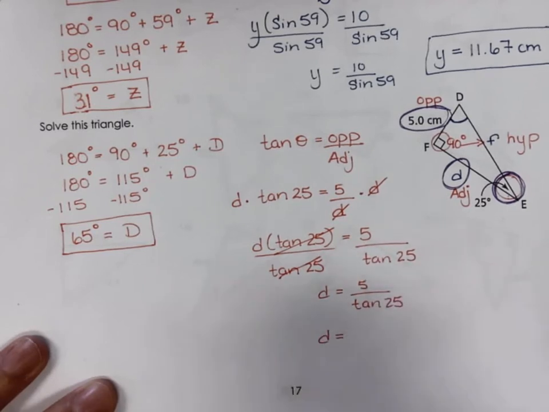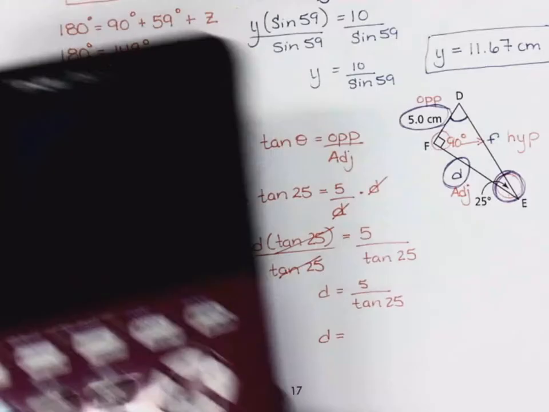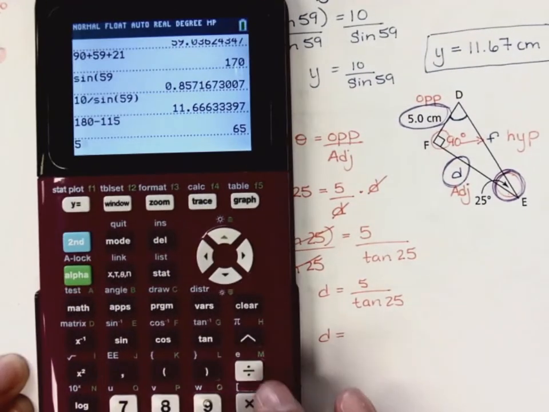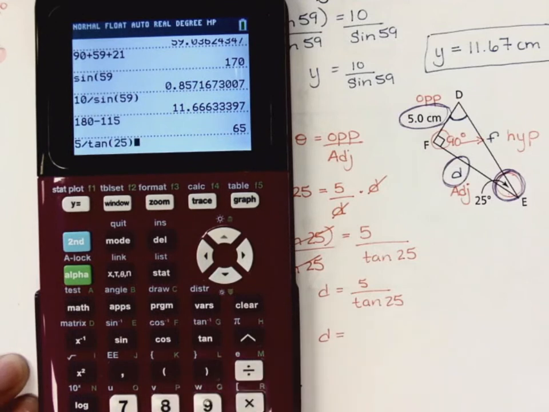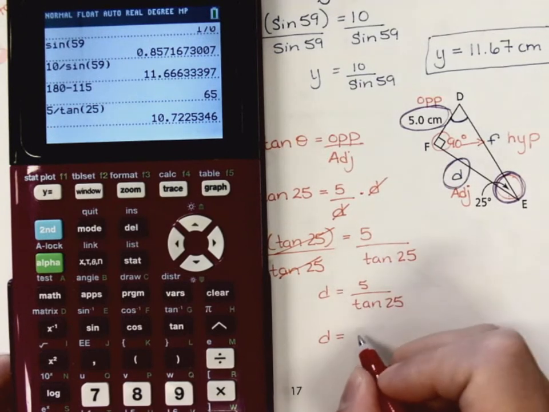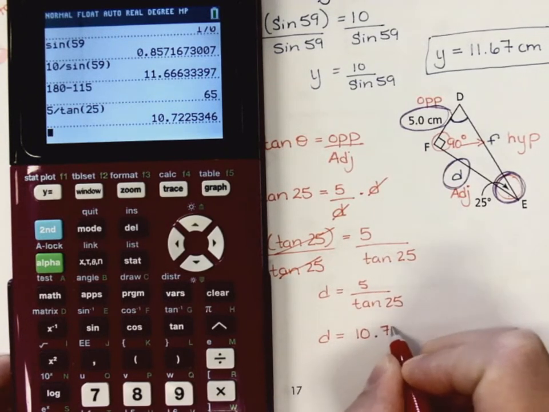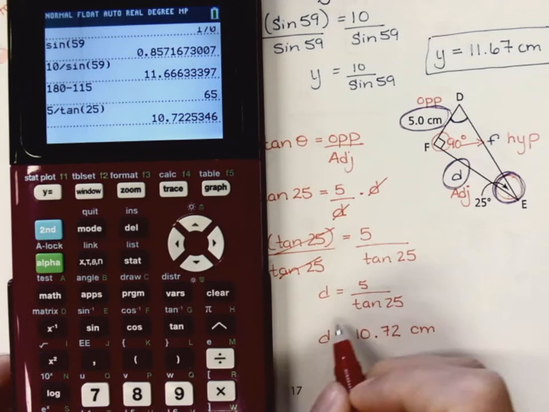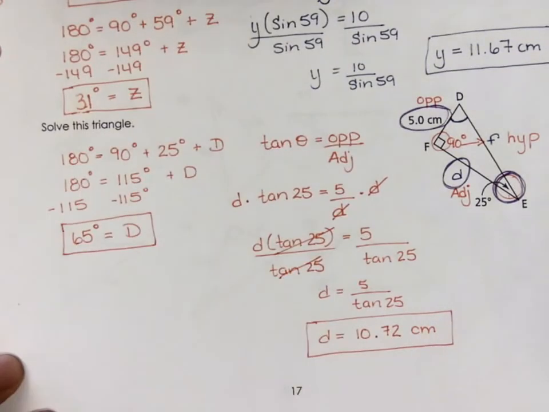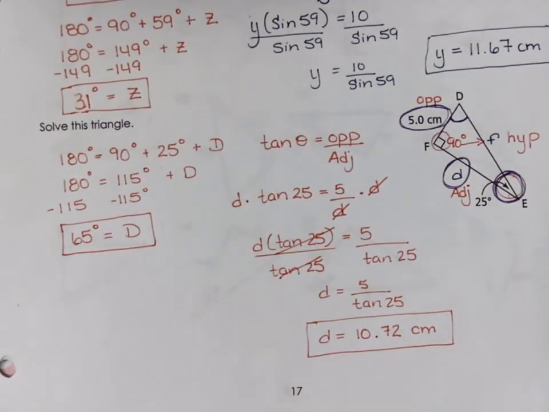So again, my calculator can do this all at once. So I'm going to use my handy dandy calculator. 5 divided by tan of 25. I got to close my brackets. And we're going to round to the second decimal place. And we're going to make sure we put in our units of measure. So 10.72 centimeters. Okay, so there we go. So that's really good. Maybe I'll show you how to use Pythagorean theorem here, because we can.